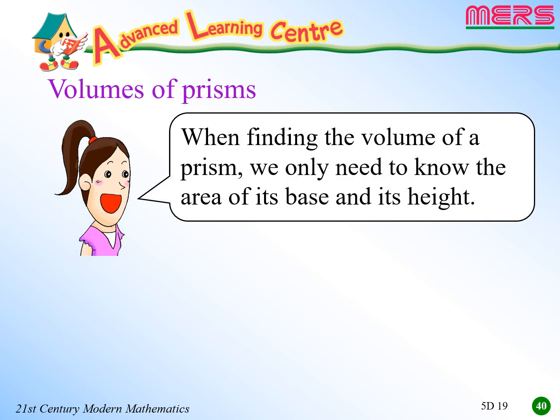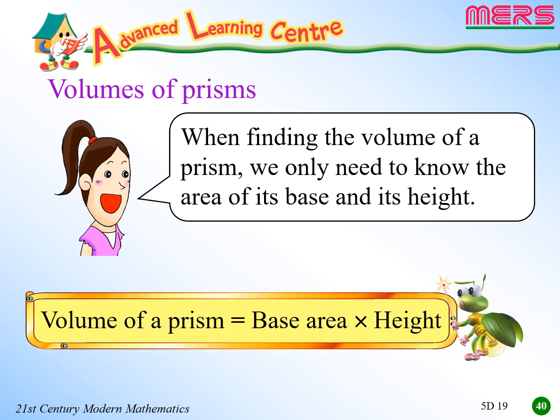When finding the volume of a prism, we only need to know the area of its base and its height. The formula for the volume of a prism is equal to the base area times the height. If it is a triangular prism, you just need to find the area of the triangle and then times the height. If it is a hexagonal prism, you have to find the area of the hexagon and then times the height.